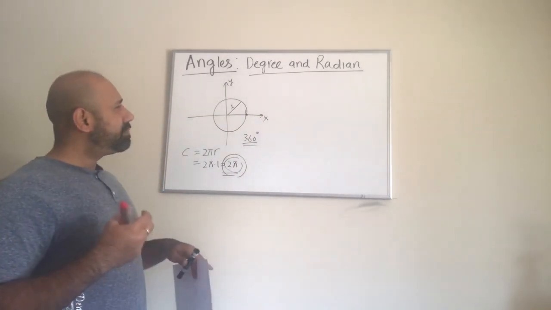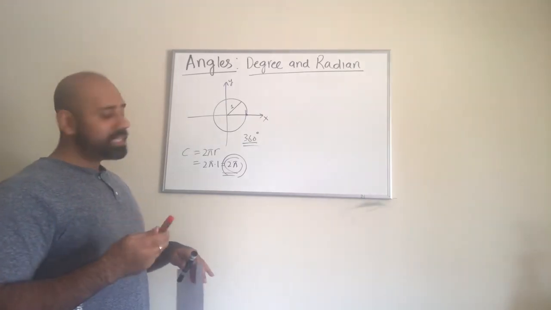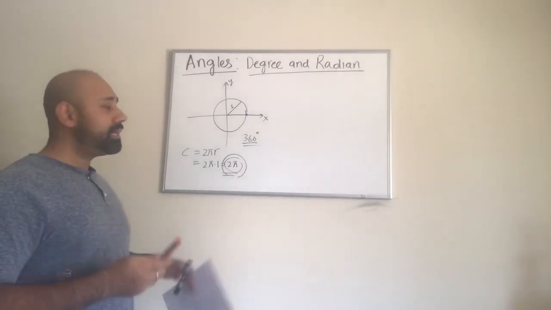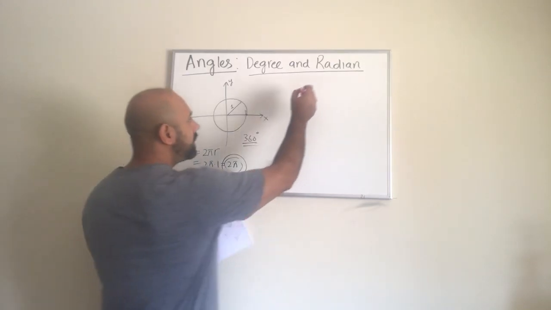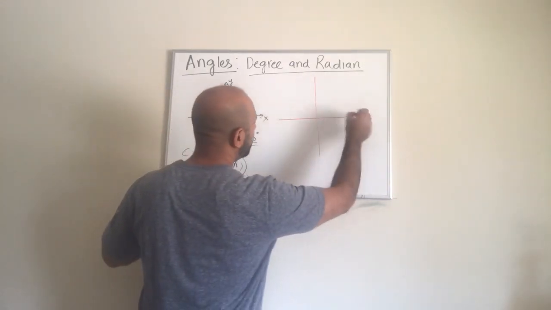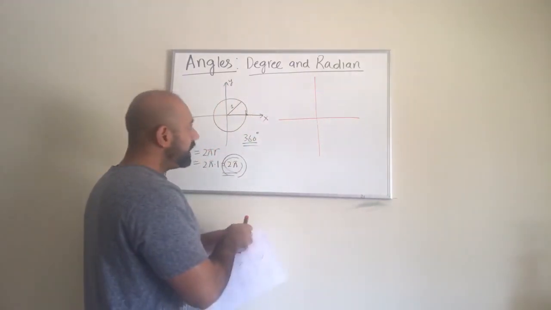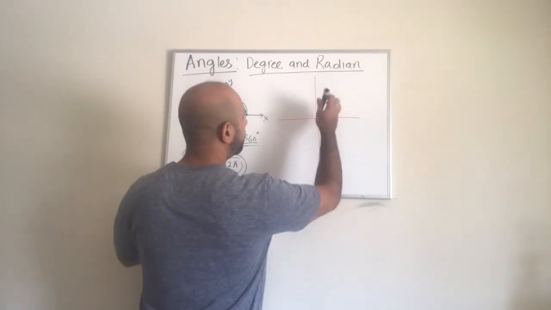Now let us briefly define the radian. This is how mathematicians have defined the radian. Again, we think of a unit circle. In this unit circle, how do we define a radian?